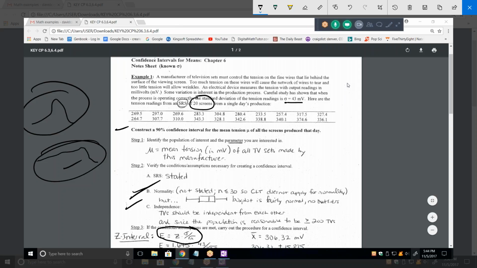Independence. The TVs should be independent from each other, and they are. And the population is estimated to be greater than 200 TVs, which is greater than 10 times n, our sample size. And I do know that the population needs to be 10 times n.